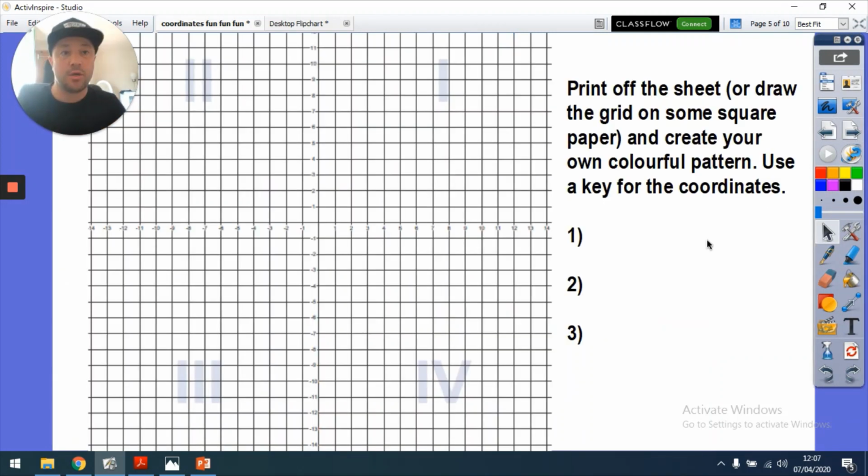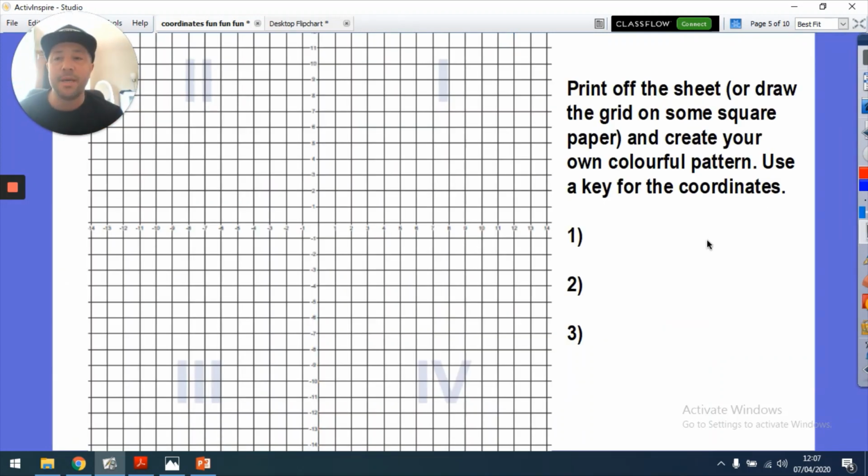So in the description below, there are some sheets that you can print off. I've put them on there as a PDF, so have a go at those. And what I want you to do is print off one of the sheets. Now, the first bit is a bit of fun. And what you're going to do is you're going to create your own colourful pattern, and you're going to use a key for the coordinates.